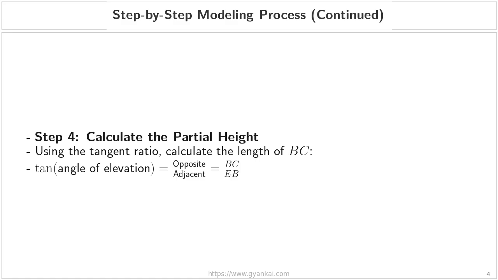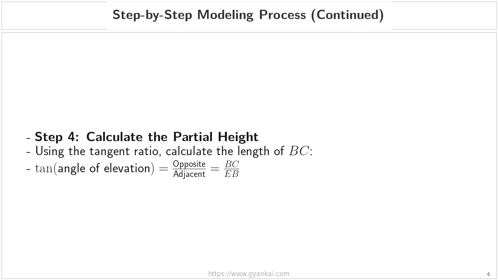Step-by-step modeling process continued. Step 4 is where we calculate the partial height. Remember, we aren't looking for the full height of the tower yet, just the portion that sits above your eye level, which we labeled as BC. To find this, we use the tangent ratio.